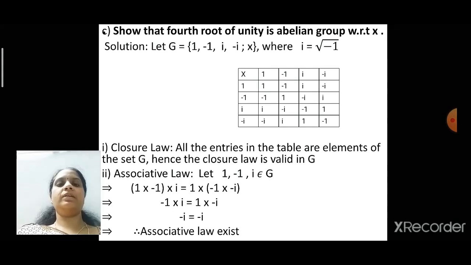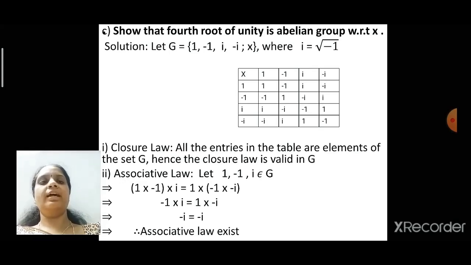Let us verify the first law, the closure law. All the entries in the table are elements of the set G. Whatever we have got after the operation of multiplication, the values are 1, minus 1, i and minus i. These are the only elements we got, and these elements are there in the group G. So we can say all the entries in the table are elements of the set G. Hence, closure law holds under the group G.